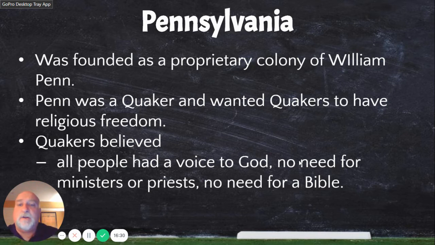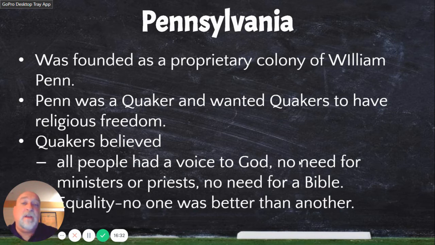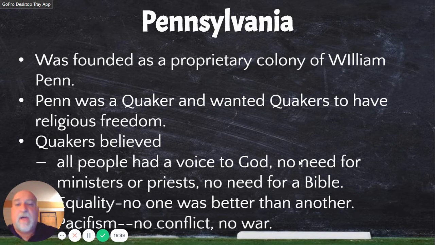The second thing the Quakers believed is that they believed in equality. No one person was better than someone else. Again, you can see why the king is going to dislike the Quakers. This is, again, saying he's kind of like everyone, and he doesn't like that. And finally, Quakers believed in pacifism. That is, no war. They are all about peace and no conflict.